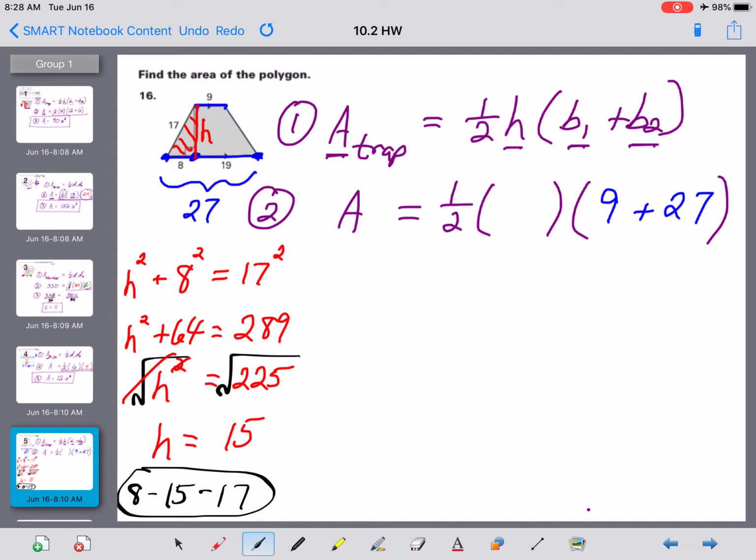If you recognize that, you could have looked at this figure straight away and gone, oh, there's a leg of 8 and a hypotenuse of 17, then the missing leg automatically has to be 15, and you could have skipped all of this work right here. Either way you get there, doesn't really matter. We know that the height of this figure is now 15.